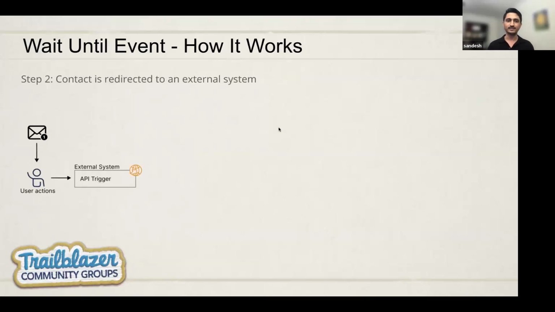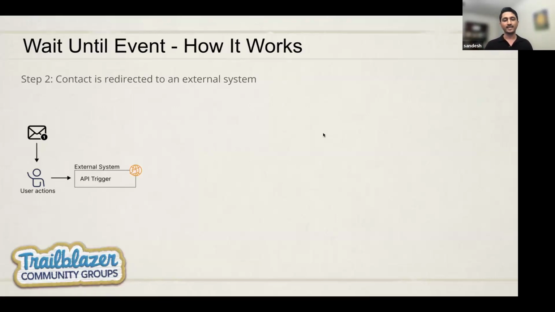Now they're redirected to an external system. This could be anywhere, right? Like when somebody clicks on an email link, they could be sent to a survey site. They could be sent to an e-commerce site to maybe make a purchase with an item already in their cart, right? They could be sent to a plethora of places. And for the purpose of wait until event API, we don't really care what that external system is, as long as we own that system and we can make an API call from the system to SFMC, of course, which we'll see in just a second.